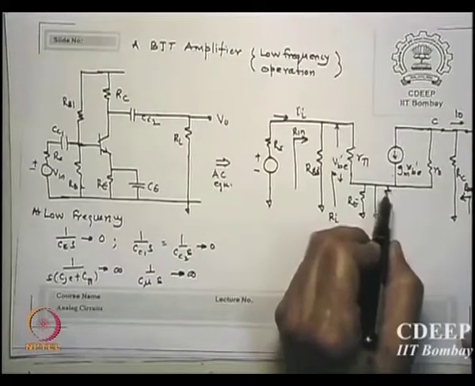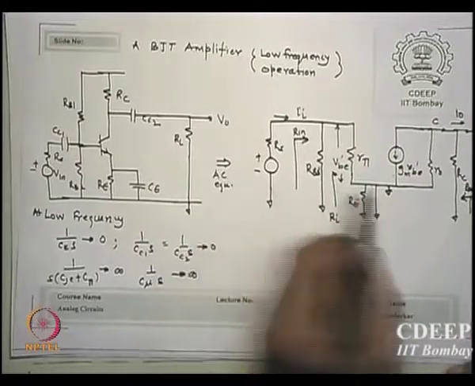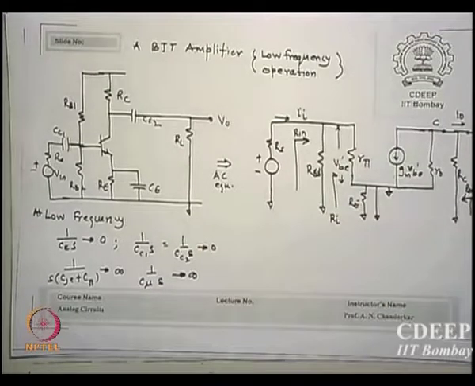Since in this case RE is bypassed, this is essentially grounded. Okay. So one can say this whole is one connection everywhere. Okay.